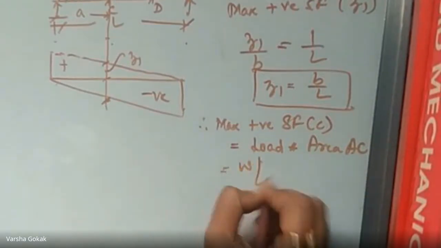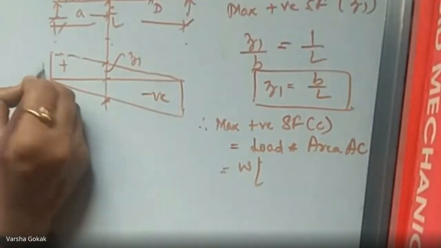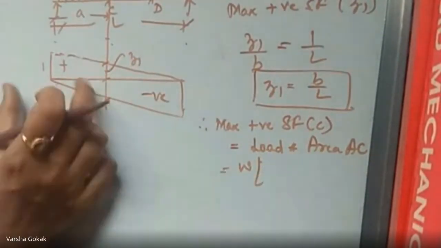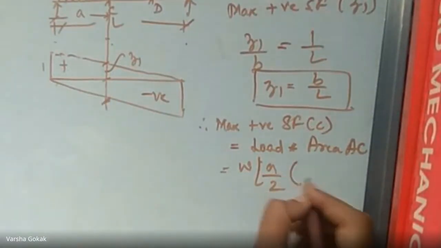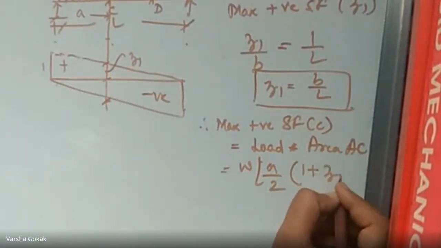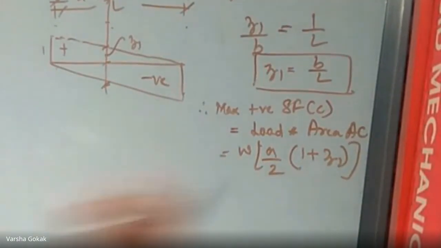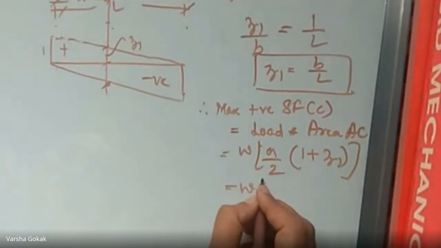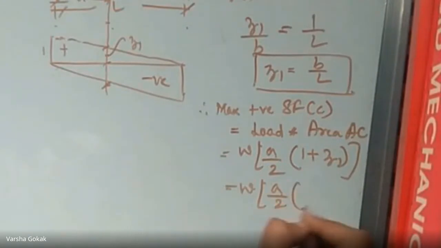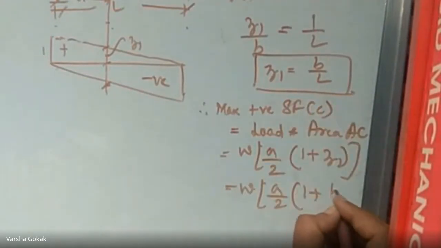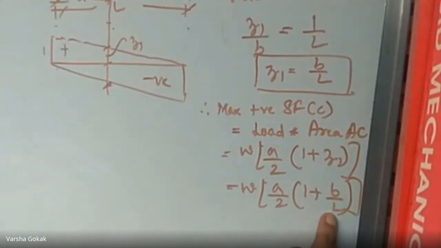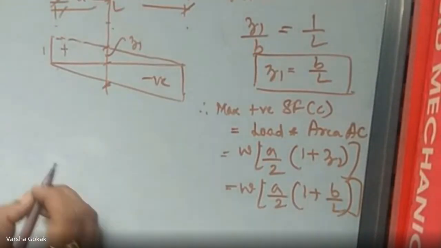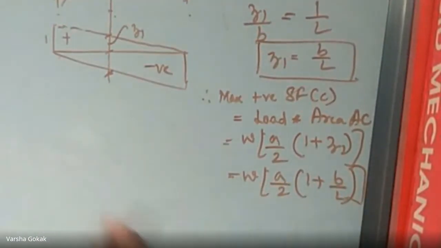Load is W, this is Z1, this is 1. So it is going to be A divided by 2, that is the height distance, into 1 plus Z1, which is the formula of the trapezoid. So W keep it as it is, A by 2 also keep it as it is, and 1 plus Z1 you put B by L. You can stop it at this point. No need to further find, or it's okay, keep it like this, or if you want to further simplify also it is fine.